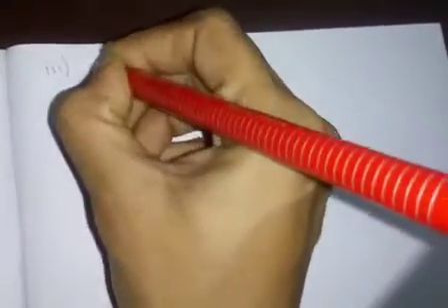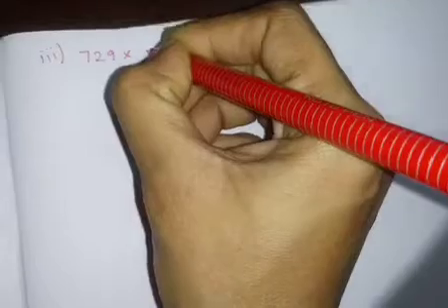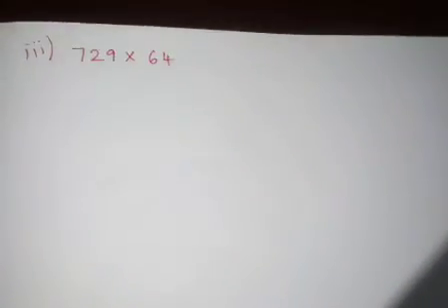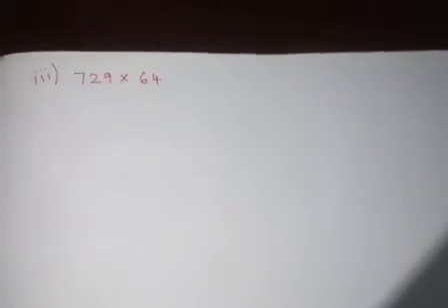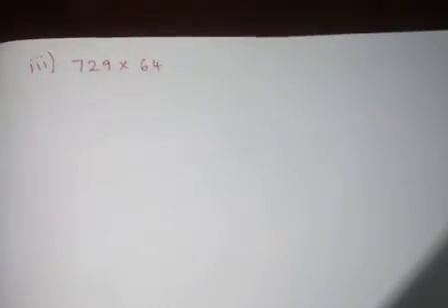Third problem. 729 into 64. 729 into 64. So there are two numbers given. So first we should do the prime factorization for both the numbers. Okay.